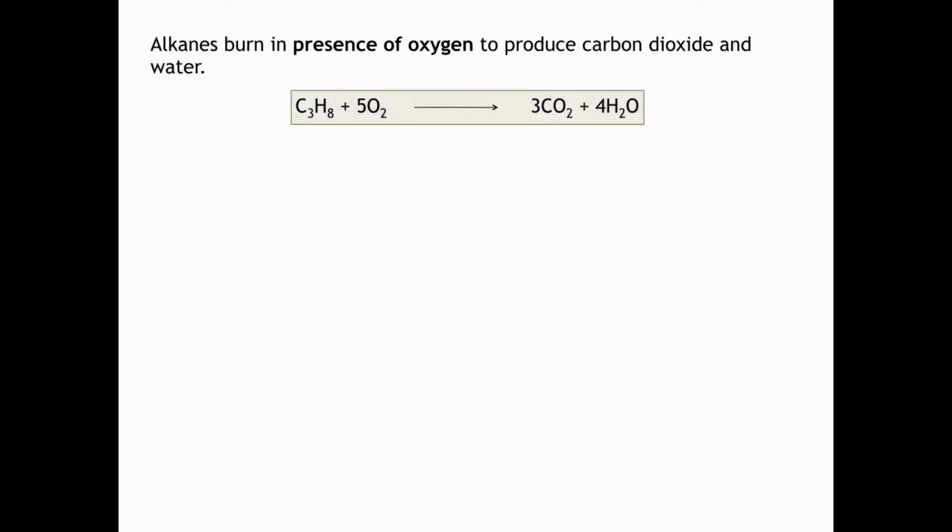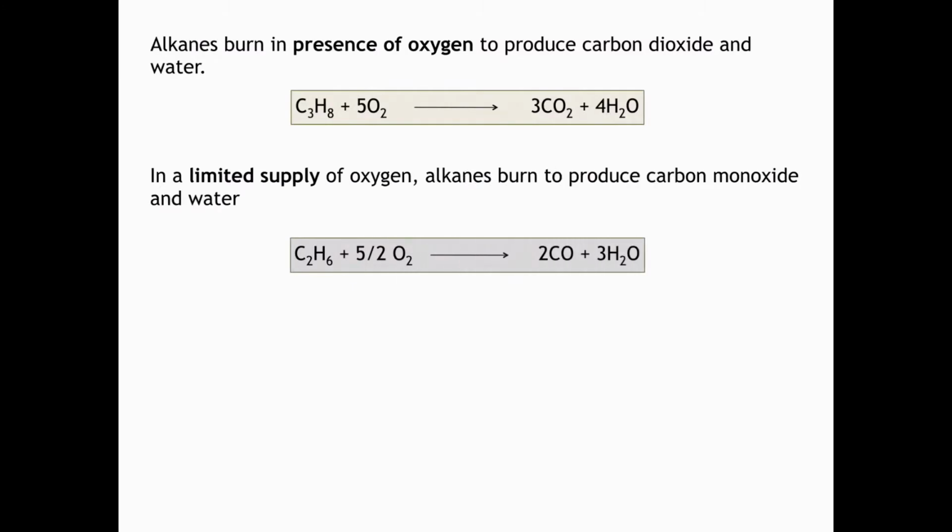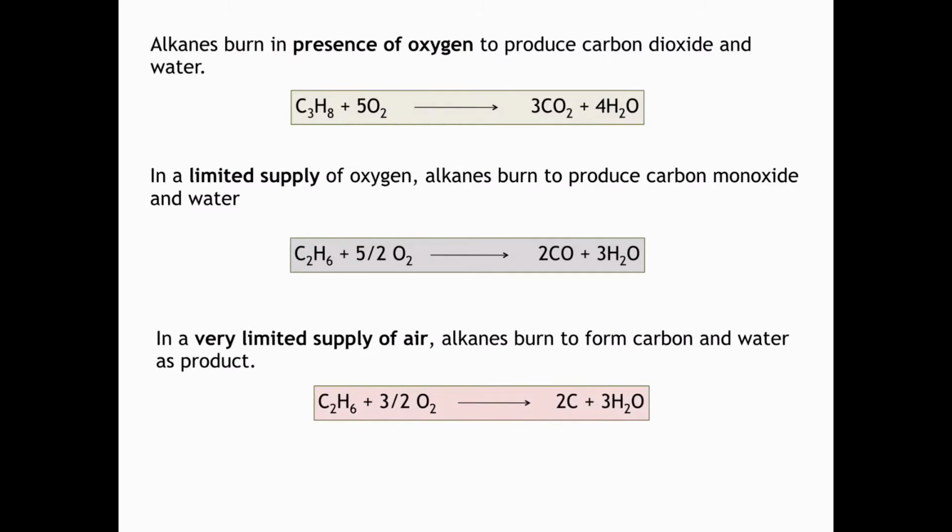In presence of excess oxygen, alkane combust to form carbon dioxide, a greenhouse gas, and water. However, in limited supply of oxygen such as in a closed room, alkane burn to produce hazardous carbon monoxide and water. In a very limited supply of oxygen, alkane only produce carbon and water when combusted.